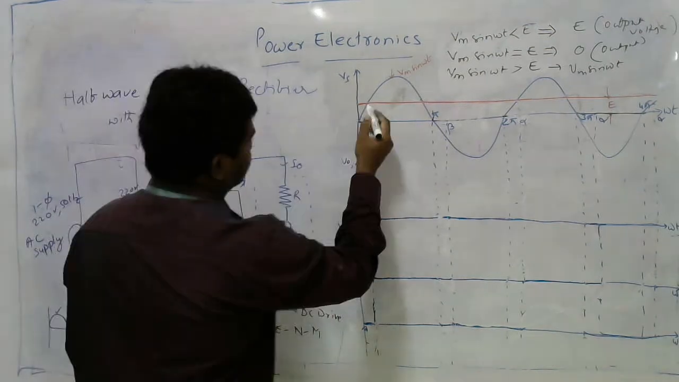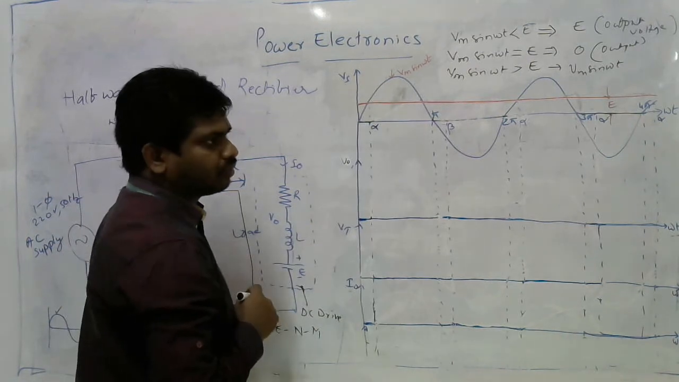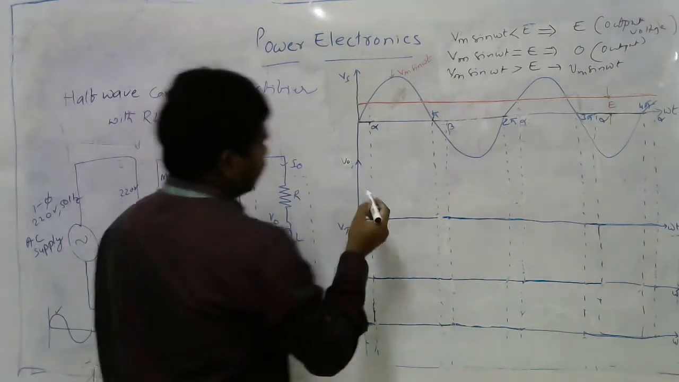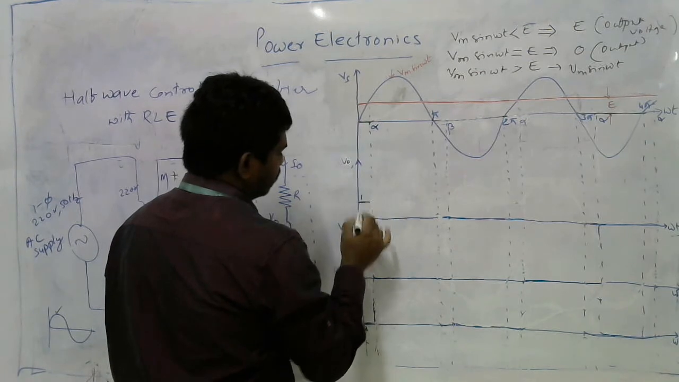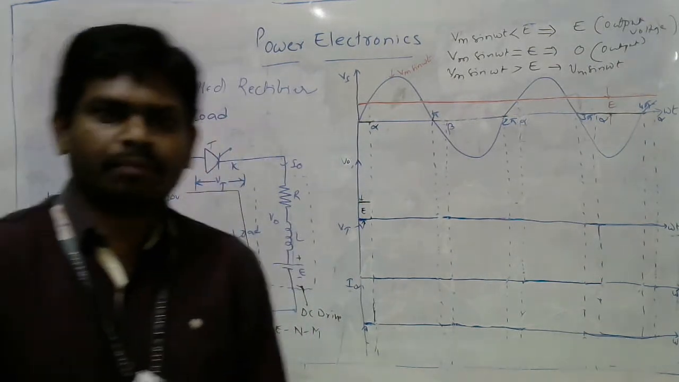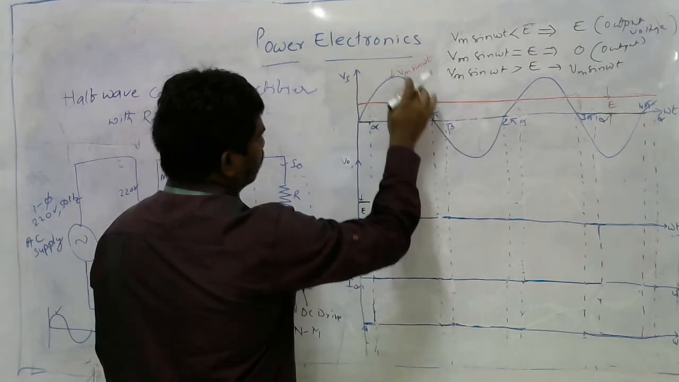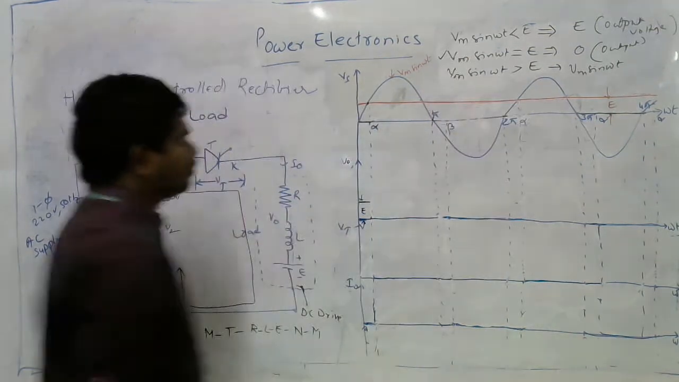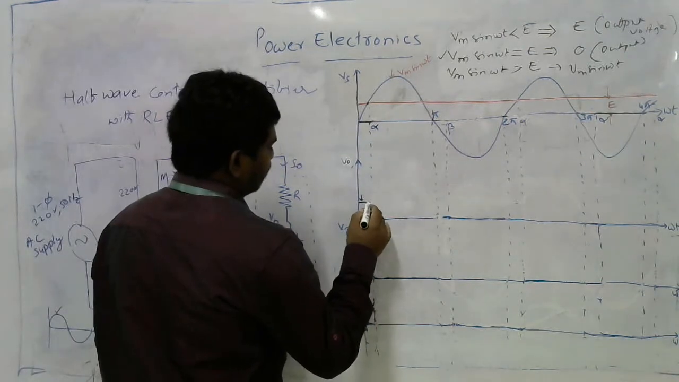Look at this, this is my alpha. Before this alpha, the thyristor is not conducting, thereby the output voltage is the back EMF. You can see only the back EMF at the output side. Then after alpha, this is the dominant portion of the input. Exactly at this value the second condition appears, where there is no voltage.